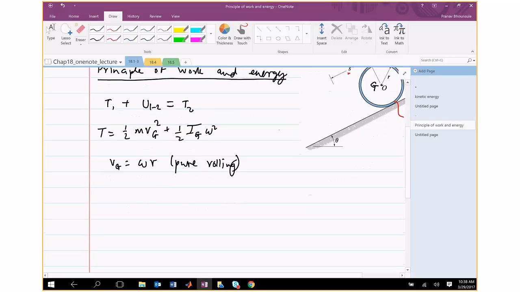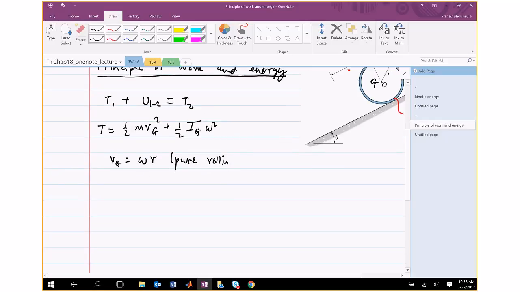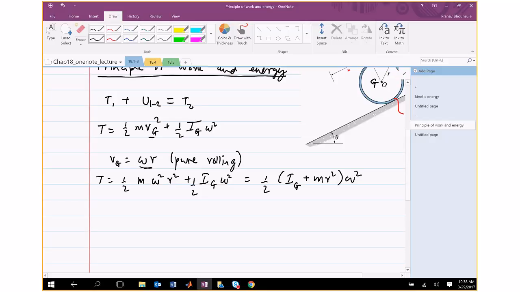So what we get is T is half m. I'm going to put this in here to get omega square r square plus I half ig omega square. And I'm going to just simplify this a little bit. I get ig plus m r square omega square, right? Okay, so as I said, you could also do this problem like a pure rotation problem, okay?